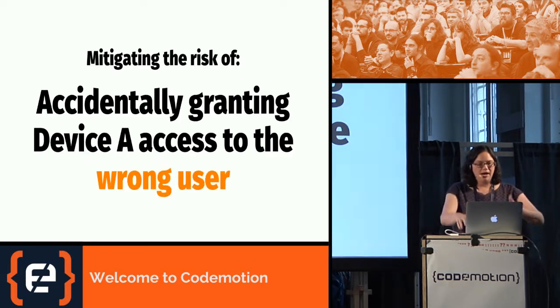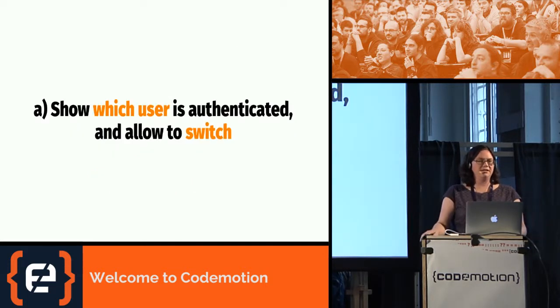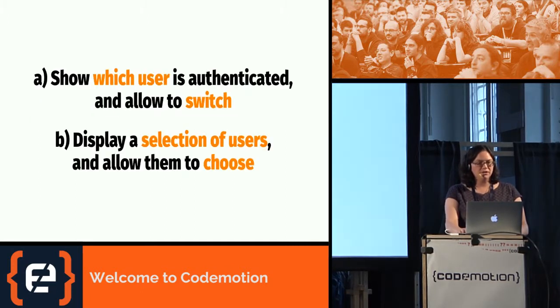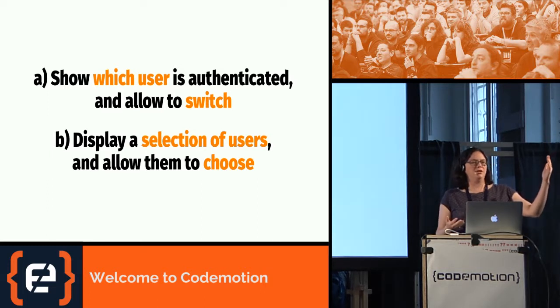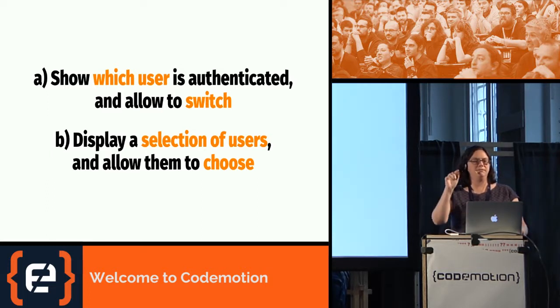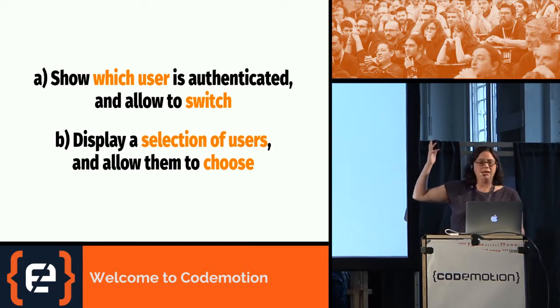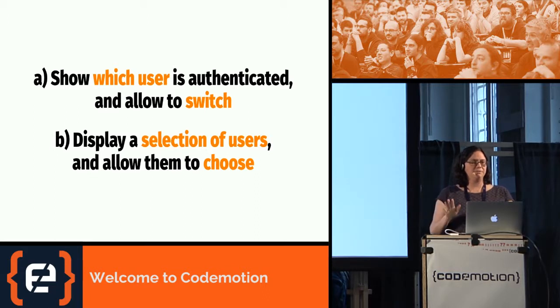So, how do you mitigate the risk of accidentally granting access to the wrong user? Well, you show which user is authenticated. You say you're signed in as this user, and you allow them to switch. Or you can display a selection of all the users that are authenticated and let them pick one. Facebook and SoundCloud do A. Google does a kind of combination of A and B, and sometimes just B. But that's how you do it. You say who signed in, and you make it clear.